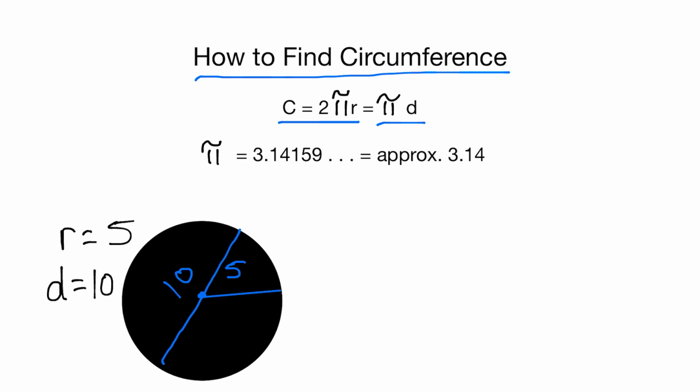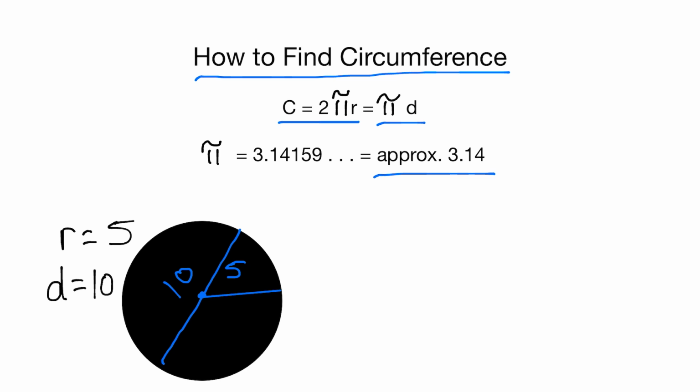So pi is an irrational number and it equals 3.14159, and it goes on and on forever, and it never repeats and it never terminates. So pi is an irrational number. We cannot express it as a ratio or a fraction. Often in math problems, we use the approximation of 3.14 for pi.